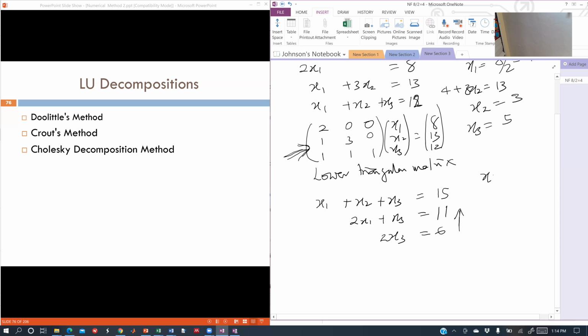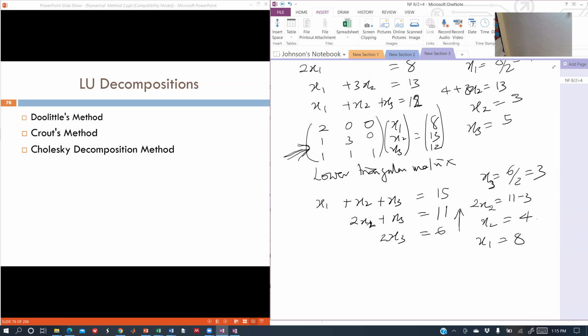You find your x3 from the last equation, that gives 6 on 2, that gives us 3. Then you put your 3 there, you get 2x2 is equal to 11 minus 3, which gives us 8. Then my x2 is equal to 4. And when I substitute these two values, I get my x1 to be equal to 8. So you see, these kinds of systems are very easy to solve.